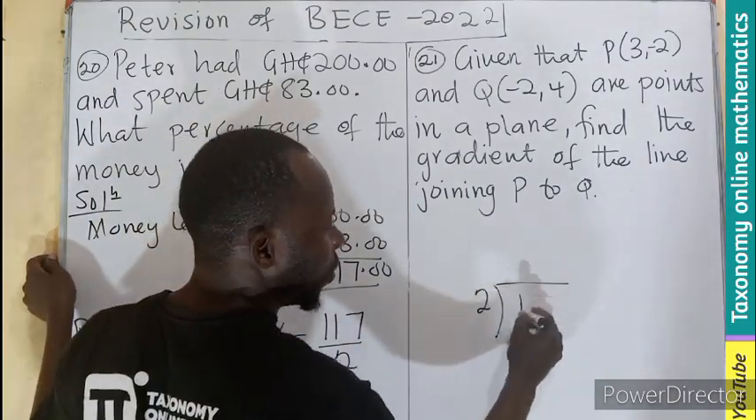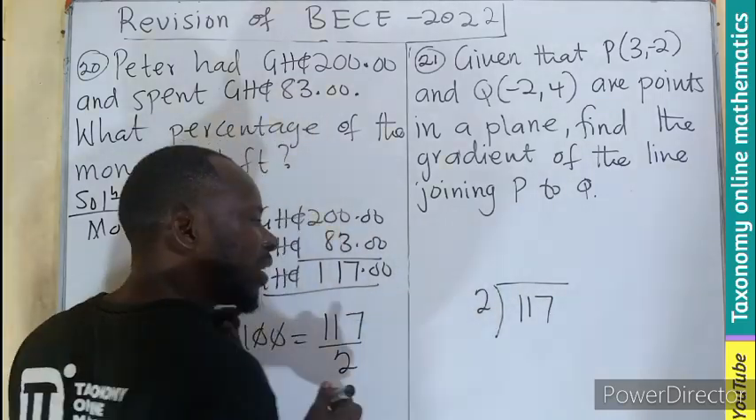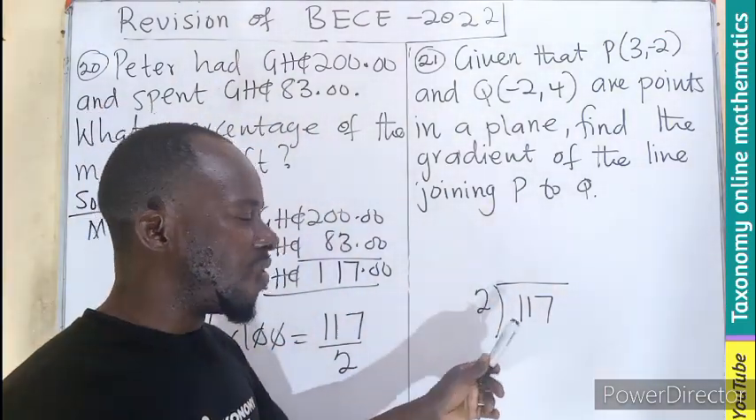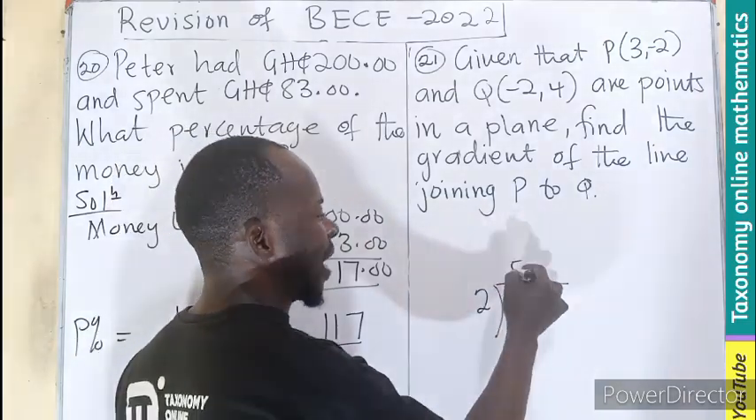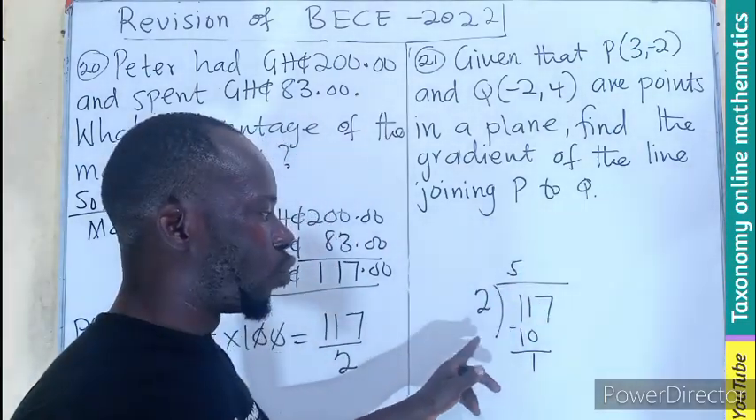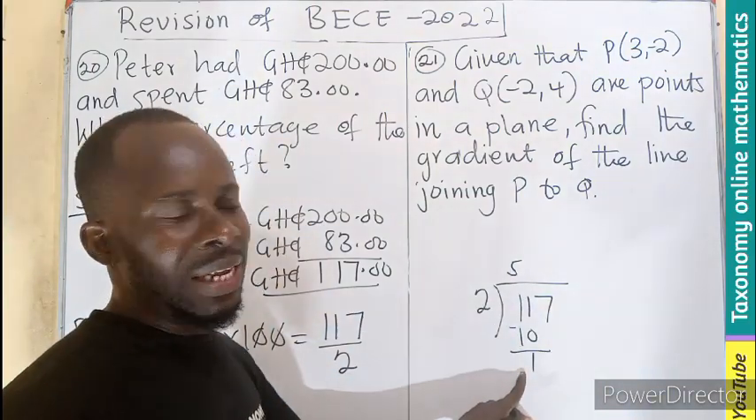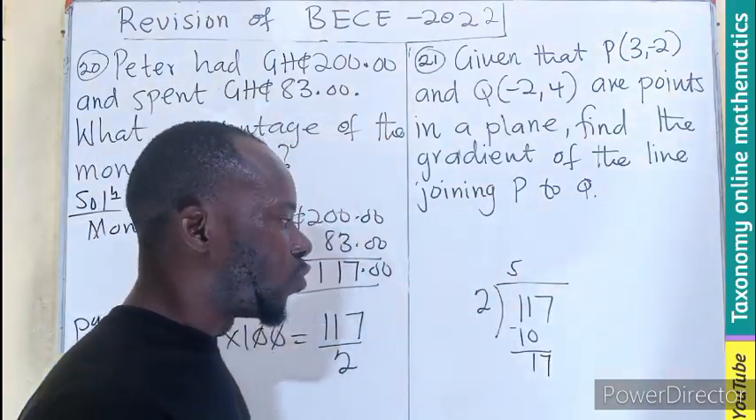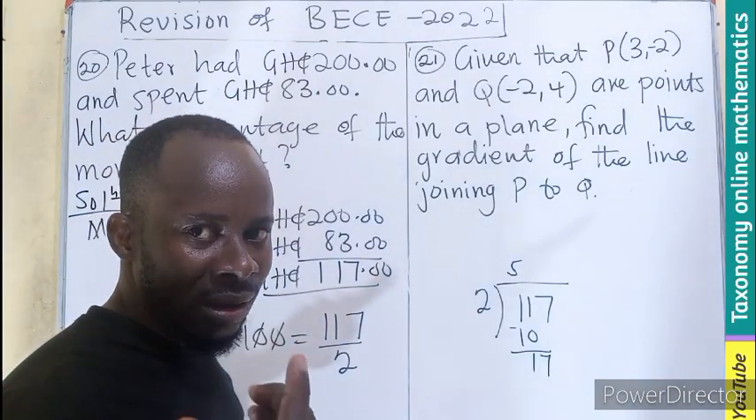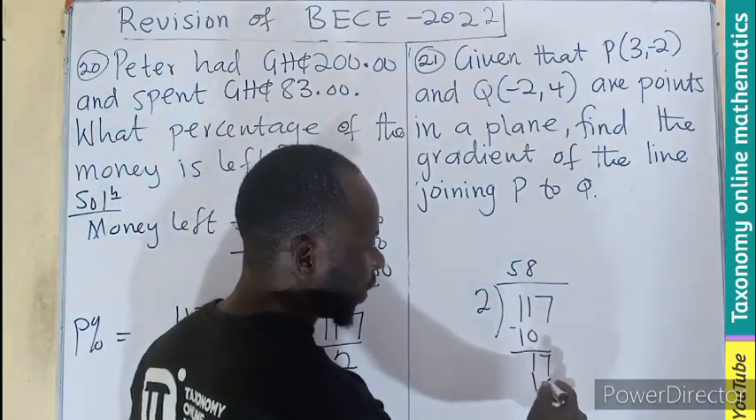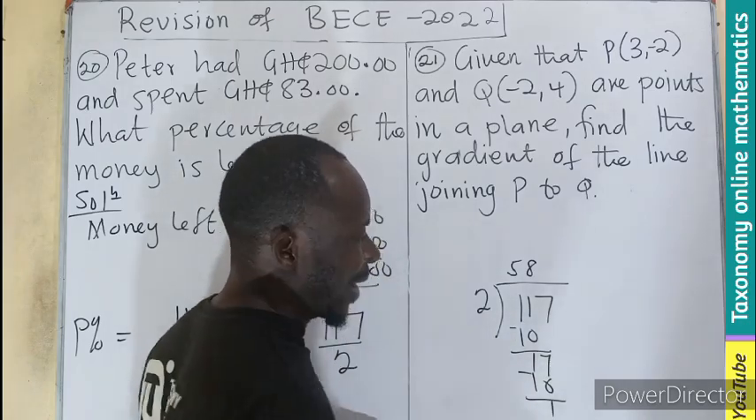Let's take 117. So 1, 1, that is 11. So 2 dividing 11, that will be 5 times with a remainder of 1. That is 5 twos are 10. We subtract, you get this. Then let's bring down the 7. How many times will 2 go into 17? That will be 8 times, right? 8 twos are 16. The remainder will be 1.